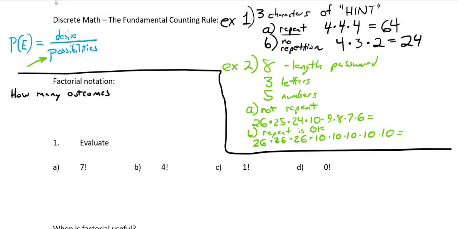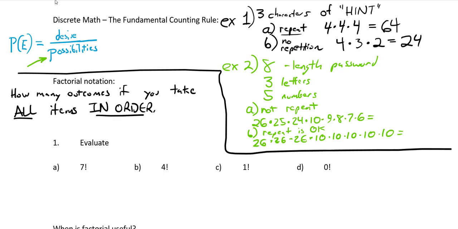How many outcomes are there if you take all items in order? Now, what's important about what I capitalized here and here and underlined is that in the next video, we will take a look at permutations and combinations, where they will figure out an answer to this question. How many outcomes if you take all items in order?